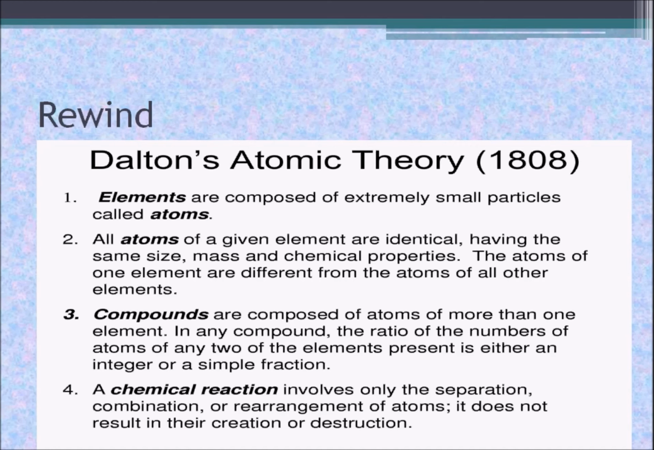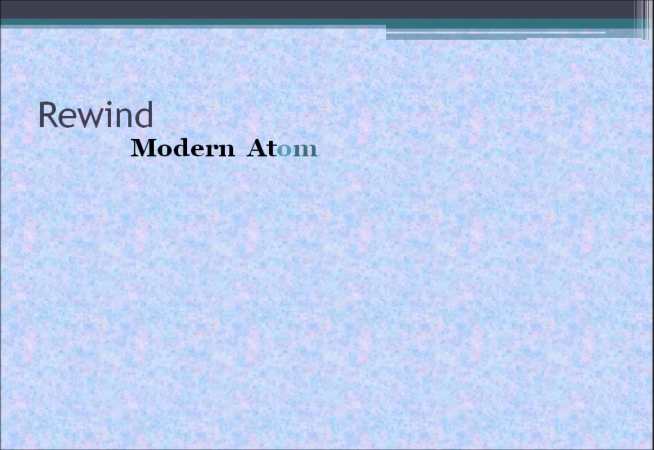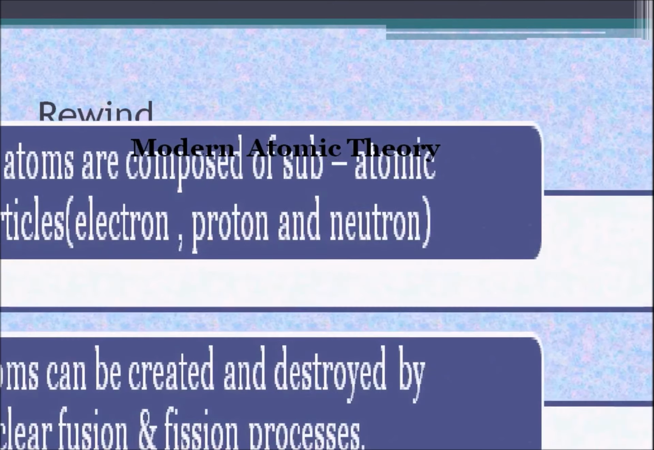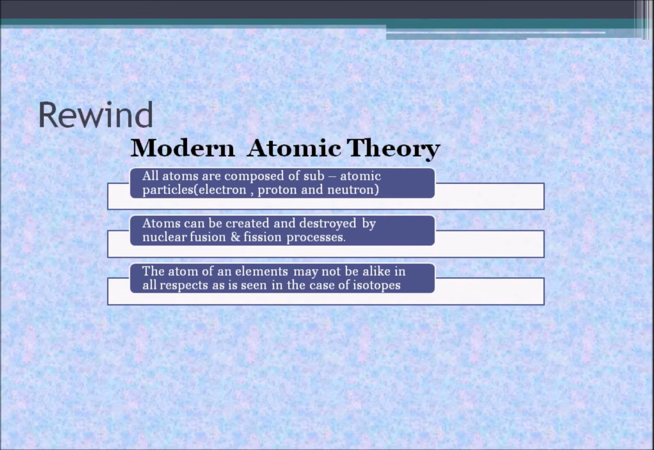Fourth, we studied that a chemical reaction involves only the separation, combination, and rearrangement of atoms. It does not result in their creation or destruction. We also studied modern atomic theory, which says all atoms are composed of subatomic particles: electron, proton, and neutron. Atoms can be created and destroyed by nuclear fusion and fission processes. The atoms of an element may not be alike in all respects, as is seen in the case of isotopes.